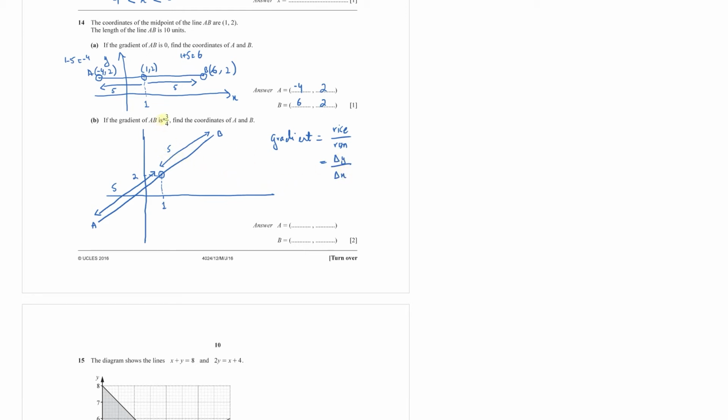So gradient 3 by 4 means that if I move 4 points to the right, which is the run, delta x, and so this is 4 points to the right, and then 3 points above, I should come back to this line since the gradient is 3 by 4. So let's assume there's some point here, and if I check the difference in value of y over difference in value of x, I should get the gradient, which is 3 by 4.